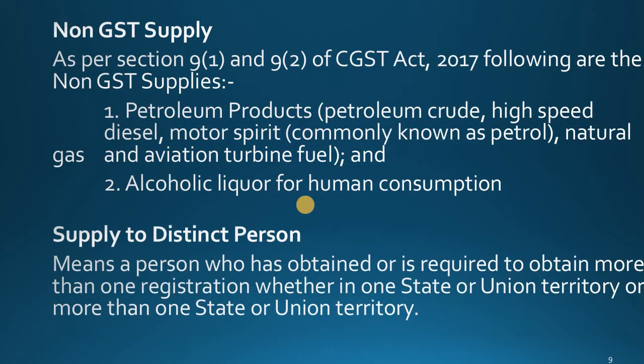Then supply to distinct persons. We have already discussed that. It means a person who has obtained or is required to obtain more than one registration, whether in one state or one union territory, or more than one state or union territory. That person is called a distinct person. In simple words, a person who has the same PAN number, permanent account number, but has different registrations in different states or within the state.